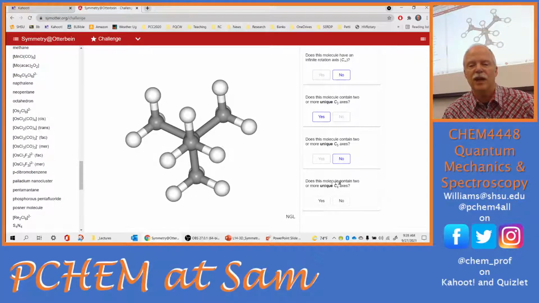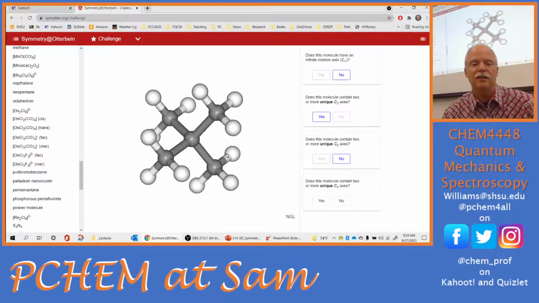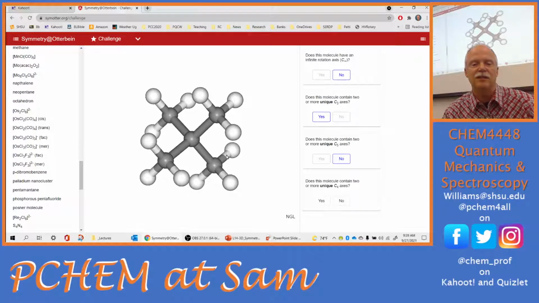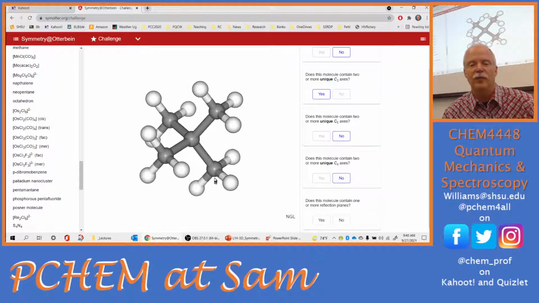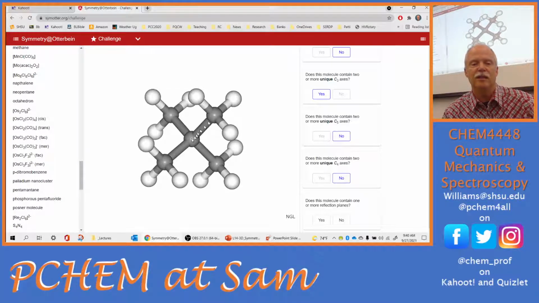So does it have 2 or more unique C4 axes? No. This is not a C4 axis. This is a C2 axis. It's an S4, but not a C4. Okay, and so we'd say no to that. Does it contain 1 or more reflection planes? Oh yeah, for sure. Like this carbon-carbon-carbon angle here, that's a reflection plane. And there's one this way. And so it's definitely got 1 or more, so we'll say yes.